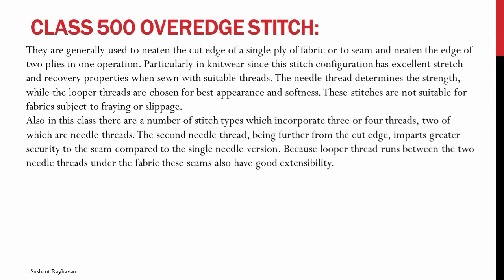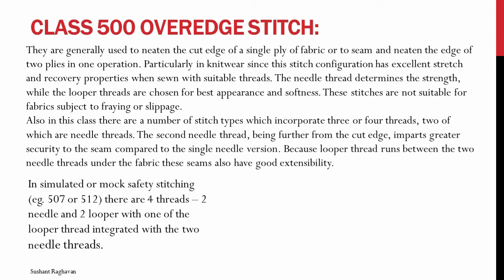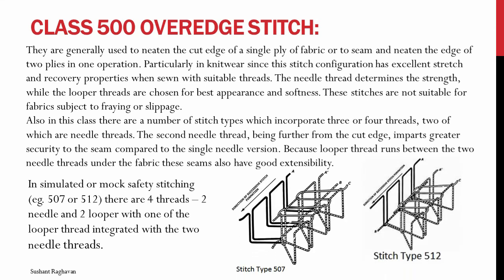Also in this class, there are a number of stitch types which incorporate 3 or 4 threads, 2 of which are needle threads. The second needle thread, being further from the cut edge, imparts greater security to the seam compared to the single needle version, because the looper thread runs between the 2 needle threads under the fabric. These seams also have good extensibility. In simulated or mock safety stitching, example 507 or 512, there are 4 threads, 2 needle and 2 looper, with one of the looper threads integrated with the 2 needle threads.